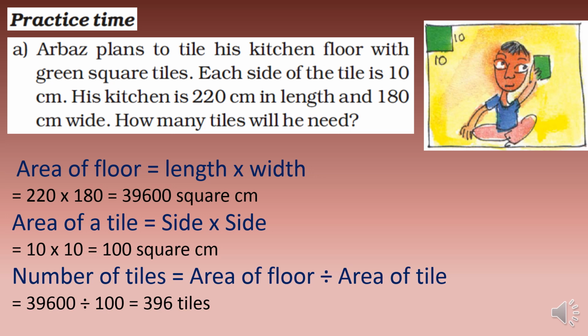Now area of each tile, if it is a square, we'll multiply side into side. So that is equals to 10 multiplied by 10, that is equals to 100 square centimeter. Now the total area, that is area of floor, is divided by area of tile, that is 39,600 divided by 100, and that will be 396 tiles needed to cover the kitchen floor.